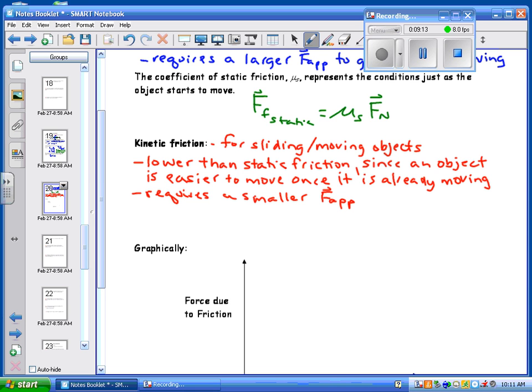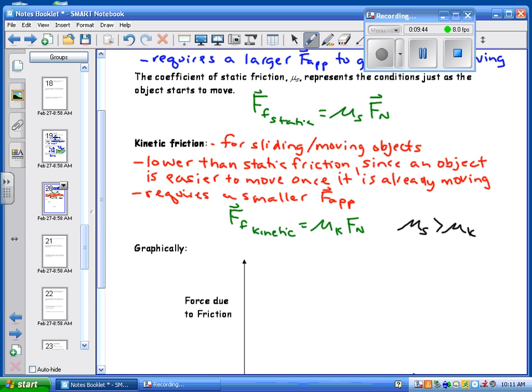And then for a formula, we can write Ff kinetic equals mu k times Fn. And what we usually have is that mu s is greater than mu k, right? So the coefficient of static friction is always larger than the coefficient of kinetic friction. The force of static friction is always larger than the force of kinetic friction.